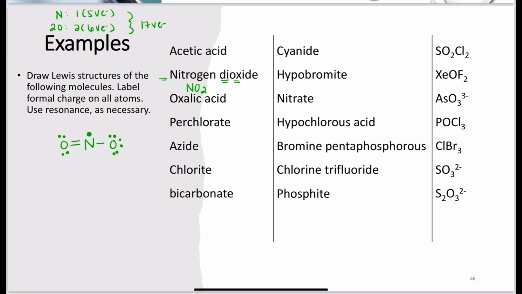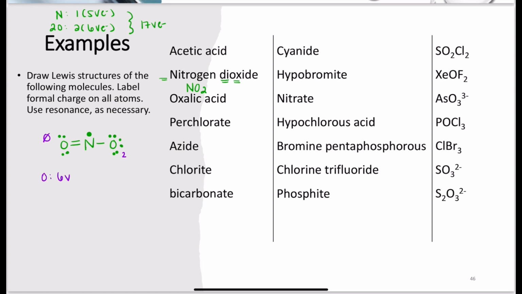Now, I'll talk about resonance in just a sec, but let's go ahead and assign the formal charge. Oxygen, when it has 2 bonds and 2 lone pairs, is a 0 charge. Doesn't matter that it's a double bond, that's still 2 bonds. Oxygen over here, this oxygen, does not have that. It does not have a 0 formal charge, so let's check what it is.